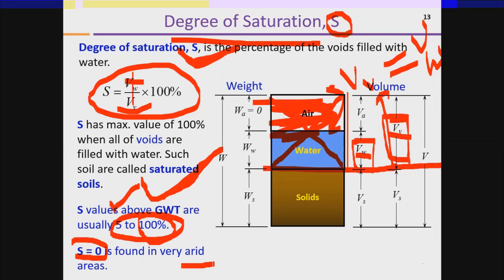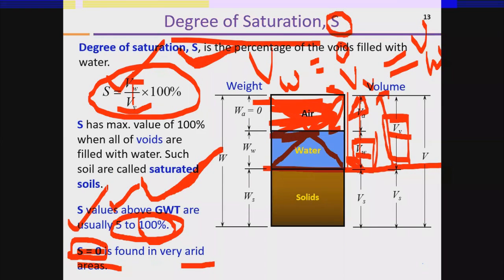If you are talking about arid regions, which are known as the drier regions, in which the water table will be much deeper, and there is no rain in the area, then the degree of saturation will be equal to 0. How? Whole of the air voids will be filled with what? With air. So then this VW part will be equal to 0, and the equation will give us a value equal to 0. Got it? That's why we can say that in very arid regions, the degree of saturation will be equal to 0. And if you are dealing with the soil system below the groundwater table, then the degree of saturation will be equal to 100%.